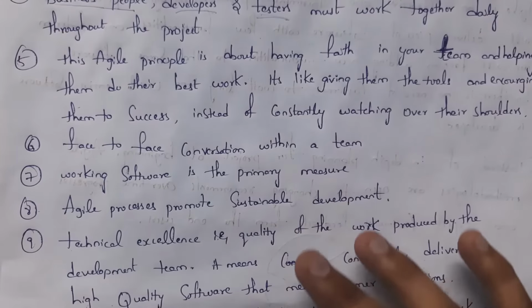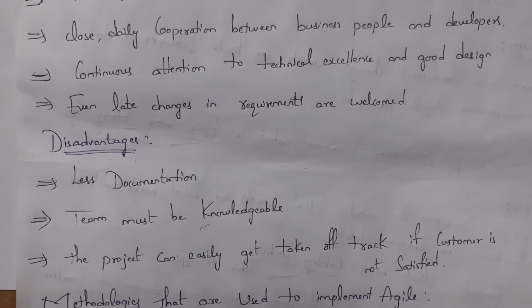Yes, all these principles are advantages. And these are disadvantages in Agile model. First disadvantage is less documentation. Whereas if you consider waterfall model, they will do complete documentation. But whereas in agile model, documentation is very less.